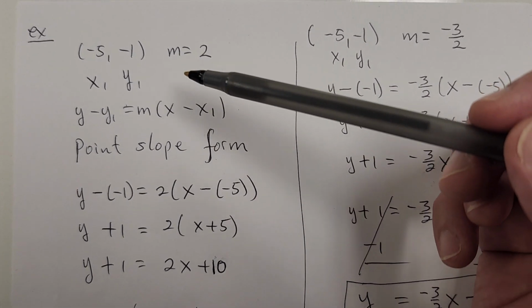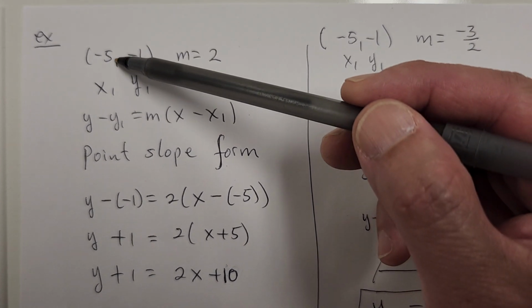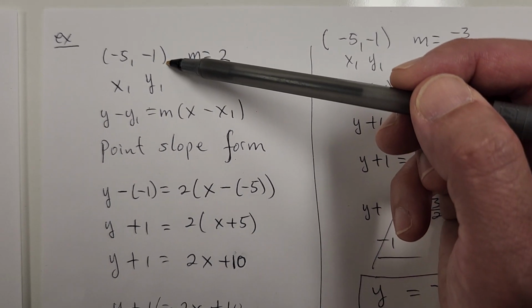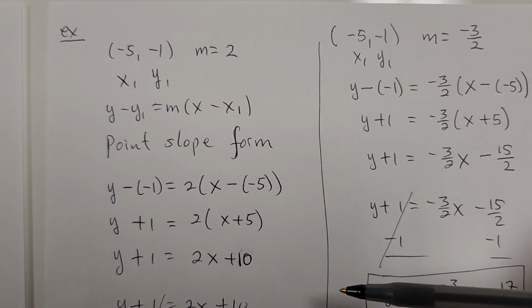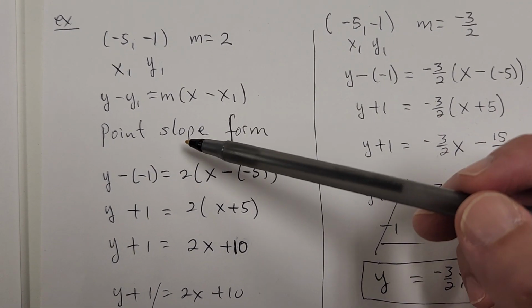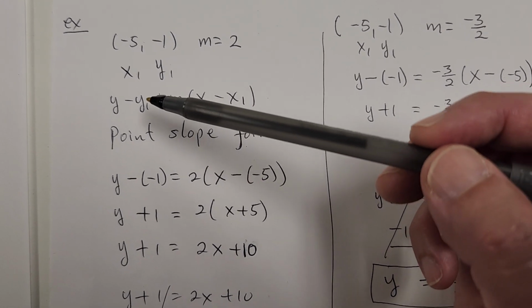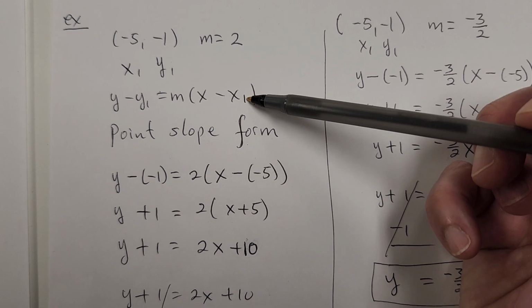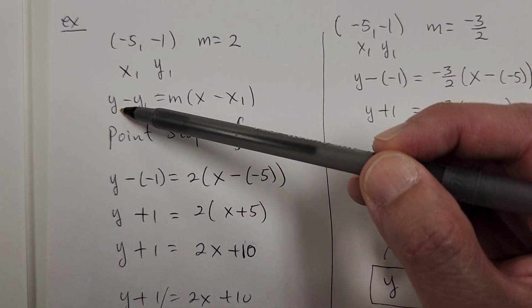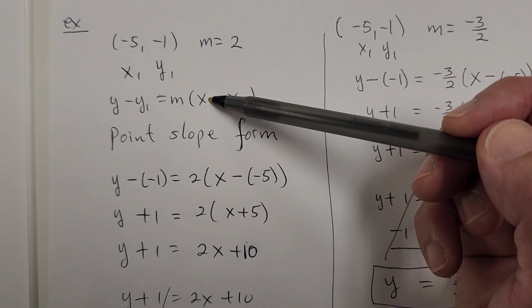Okay, so first of all, make sure that this is x1, this is y1. Okay, again, this is x1, y1. When you plug into this formula, the point slope form, only plug in the y1, the m, and the x1. This y, leave it alone. This x, leave it alone.